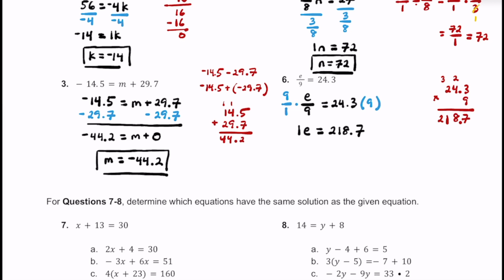218.7. I don't think we have any negatives in this problem, so we don't have to worry about that. And using the identity property of multiplication, we can just say e is equal to 218.7, or 218 and 7/10. So this would be the solution to this equation. All right, let's try some other different types of problems now.